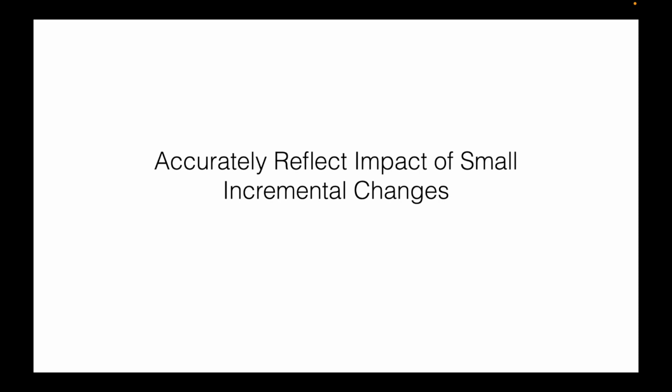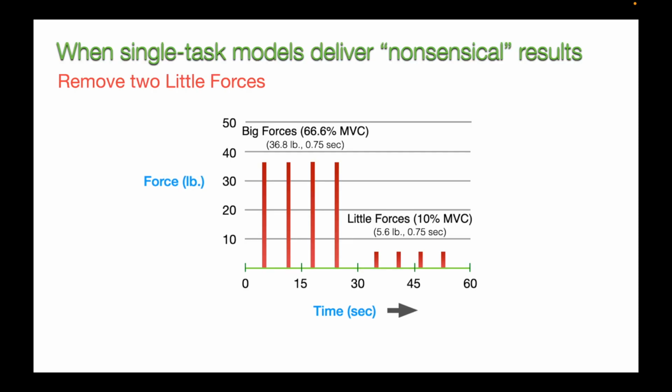Okay, I'm going to show how to accurately reflect the impact of small incremental changes, and that's one thing multitask analysis helps us do. And this is a common scenario. We either add a force, say lean team makes a change to a job. Maybe you add a step, or you add a force exertion, or maybe we remove 2 fasteners, maybe do line balancing and you get rid of 2 things, or you add things to it. And you get nonsensical results.